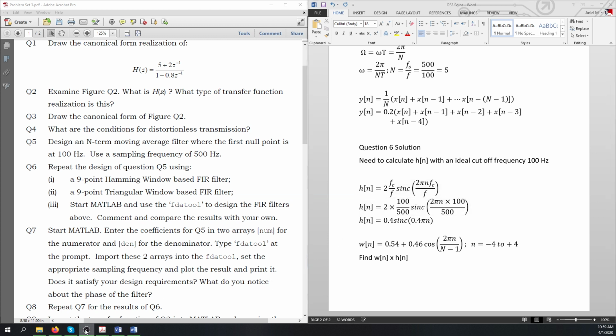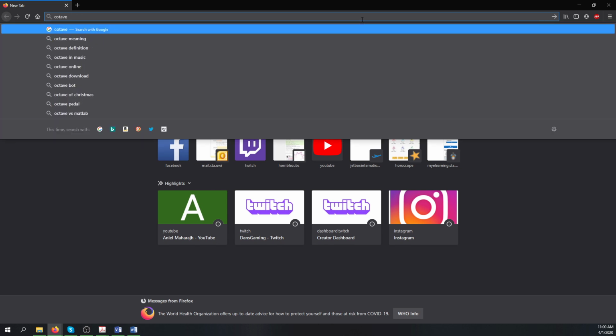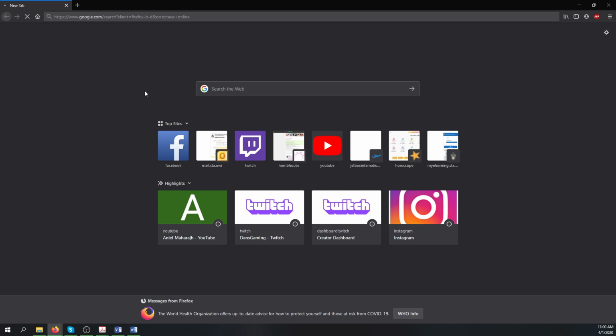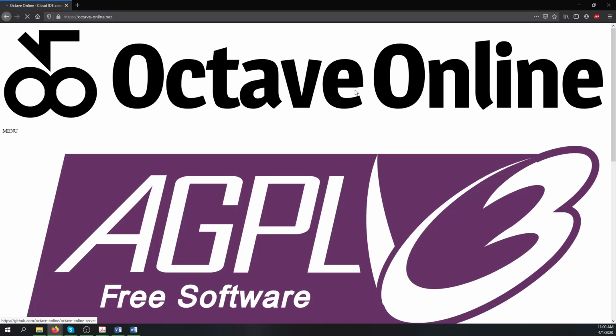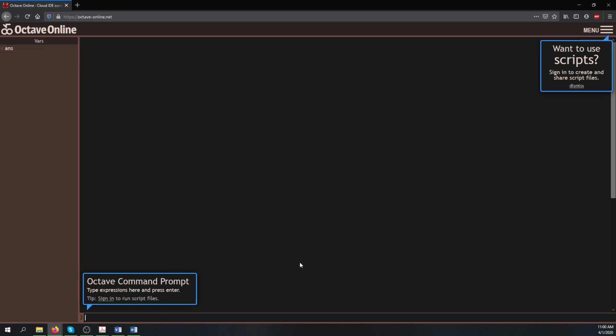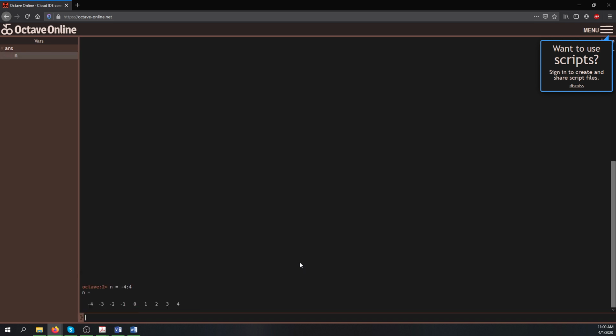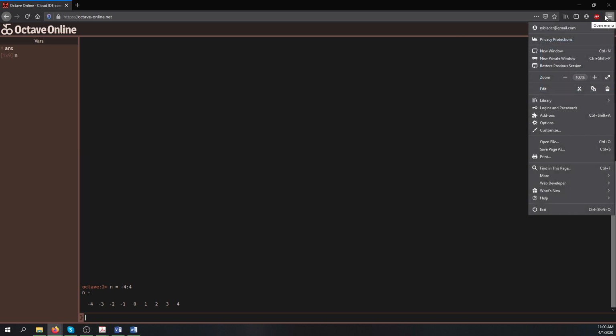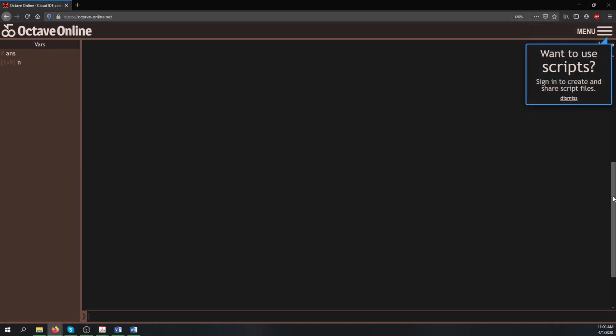Alright, because this is set up here, let's see if I can pull up Octave, and if I can get Octave up, I actually could do this for you guys. So let's see, Octave online. Alright, so n here is from negative 4 to positive 4, so that will set up our range. This might look a little bit small on your screens, let's see if I can magnify this accordingly. Right, so that should look better now.